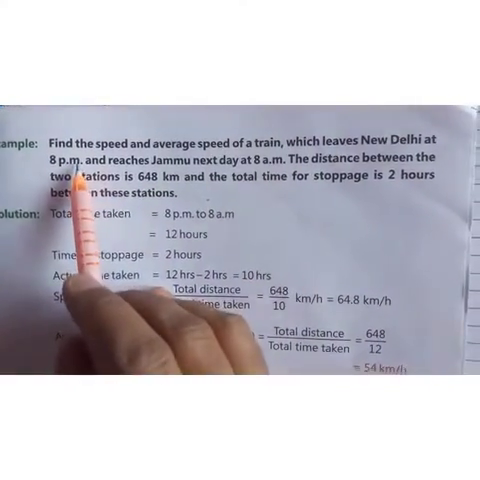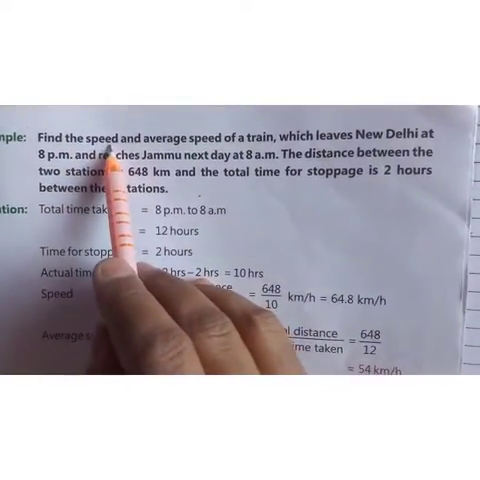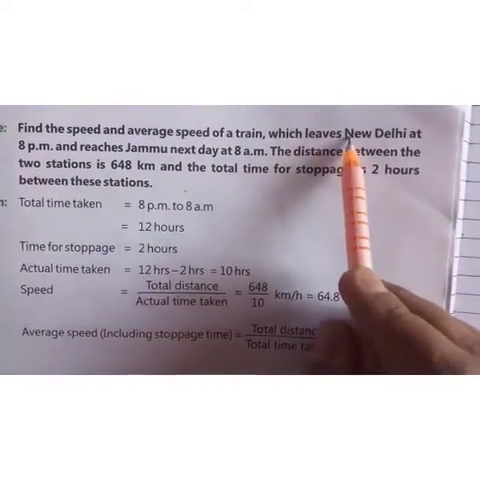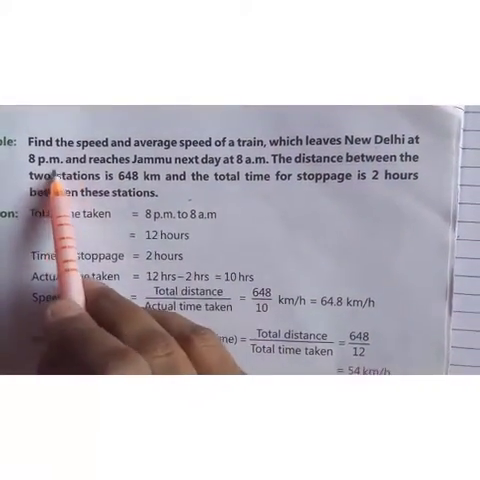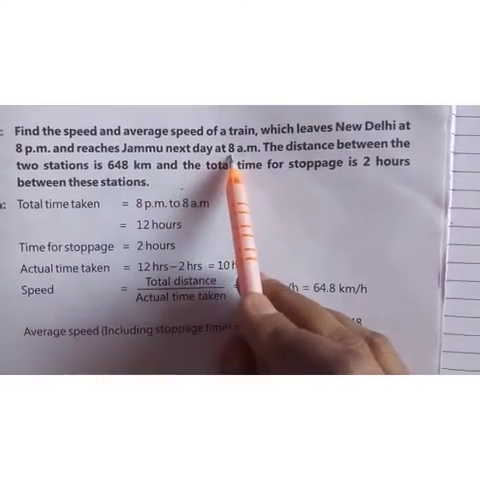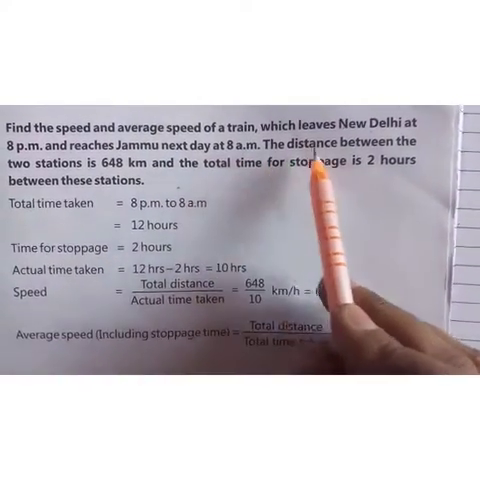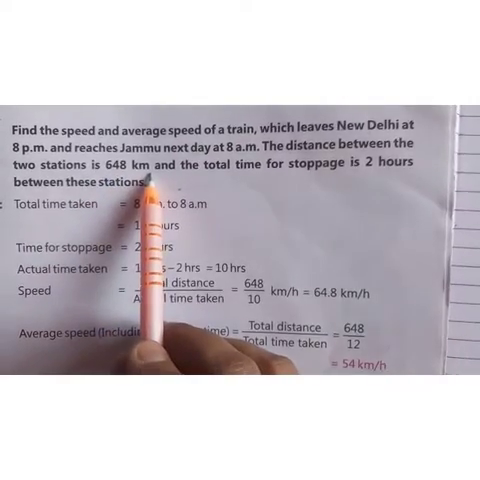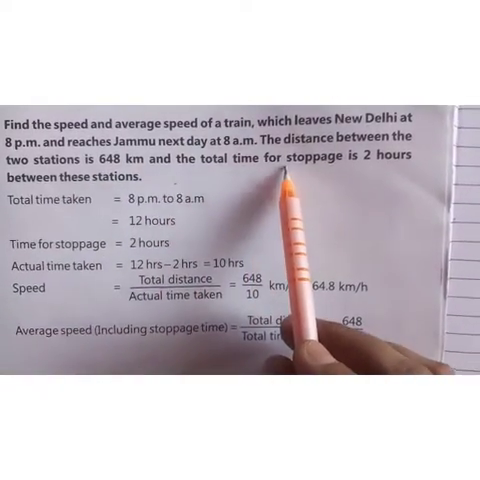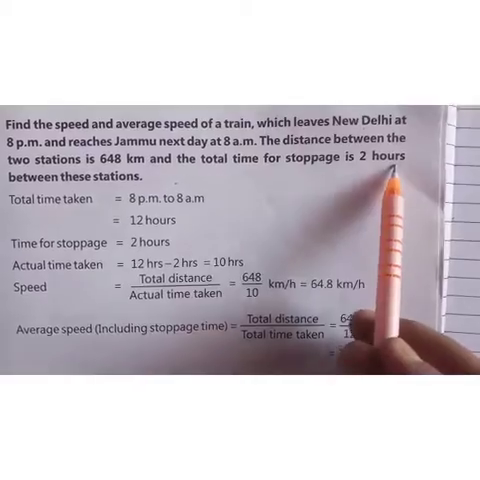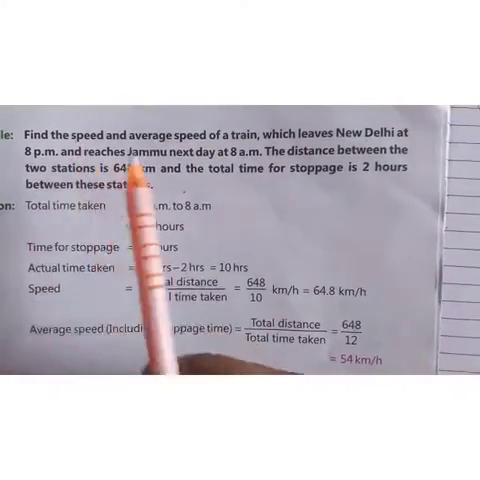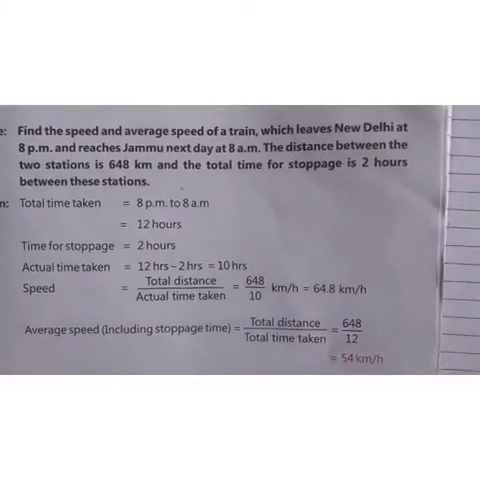We have another example. Find the speed and average speed of a train which leaves New Delhi at 8 pm and reaches Jammu next day at 8 am. The distance between the two stations is 648 kilometers and the total time for stoppage is 2 hours between these stations. Now we have to find speed as well as average speed.